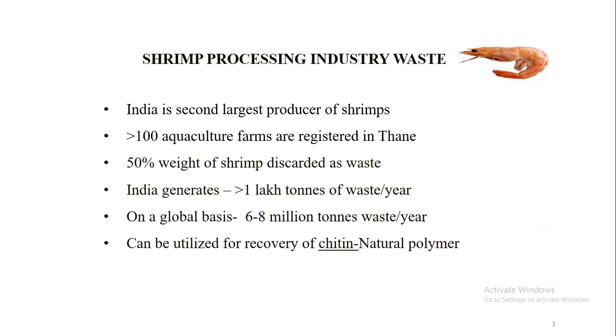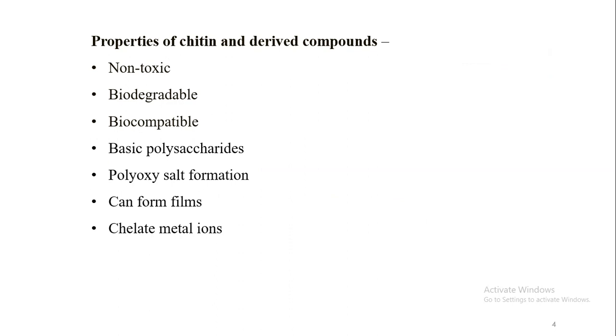India is the second largest producer of shrimps. Therefore, there are many aquaculture farms. 50% of the weight of the shrimp is discarded during processing, and in India, more than 1 lakh tons of waste is generated. If we consider this on a global basis, 6 to 8 million tons of waste is generated, and so this waste can be utilized for recovery of chitin.